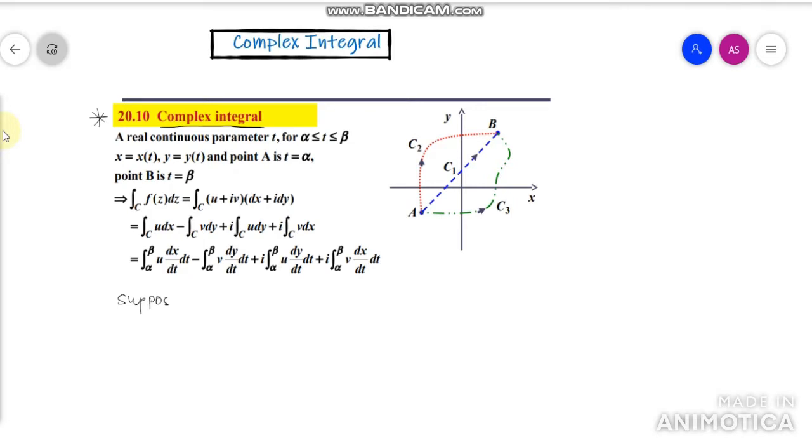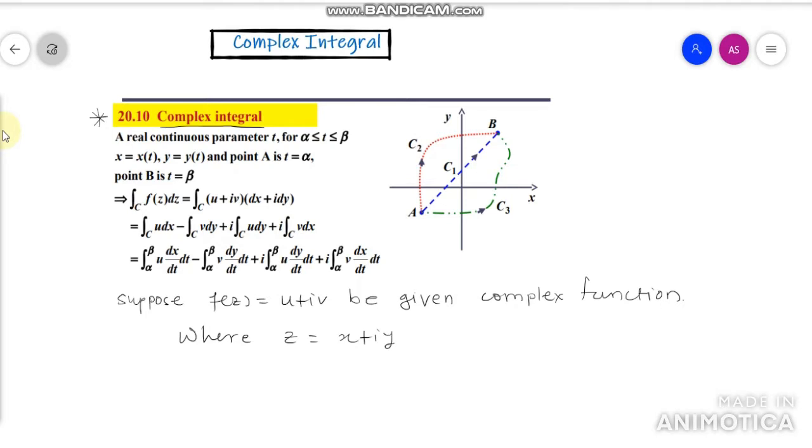Suppose f of z is equal to u plus iv be a given complex function, where z is equal to x plus iy. As usual, this is the complex number or complex variable, and hence we can differentiate it as dz is equal to dx plus i dy. Okay, this is the derivative of a complex number.